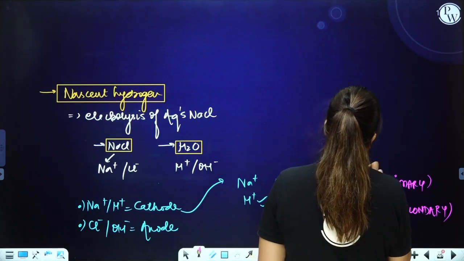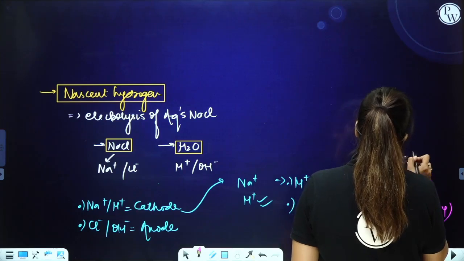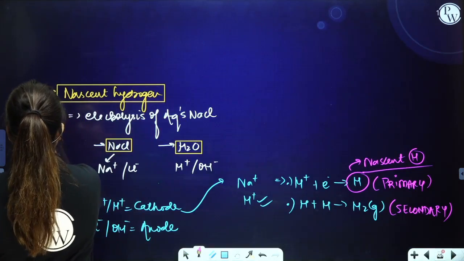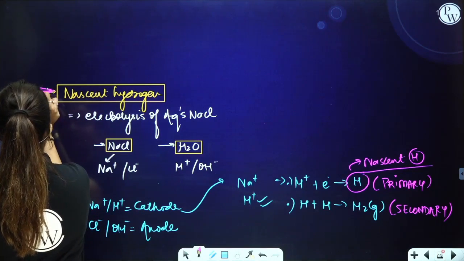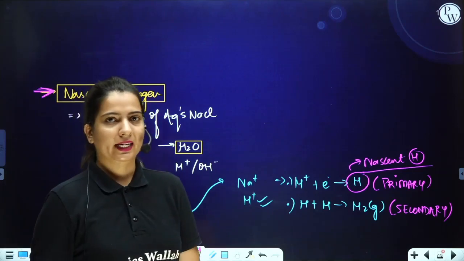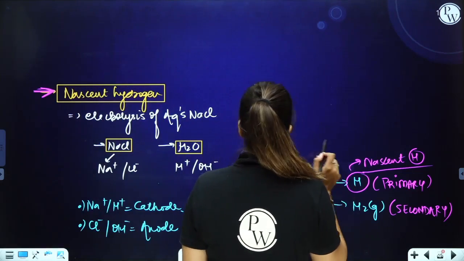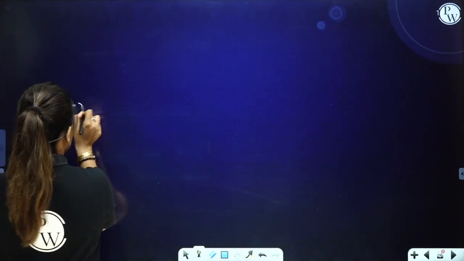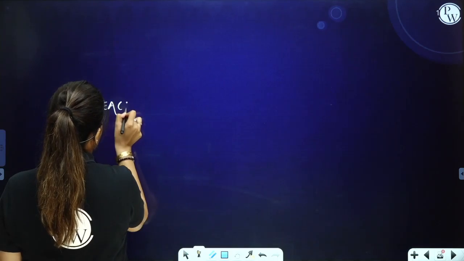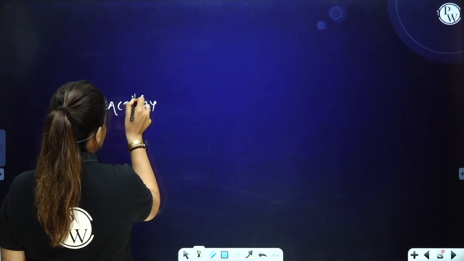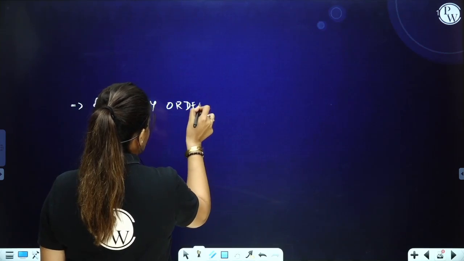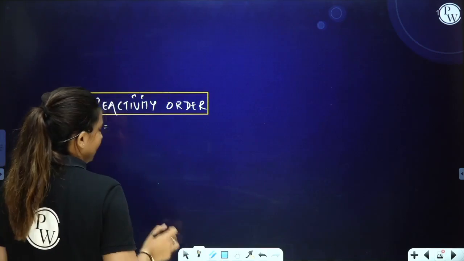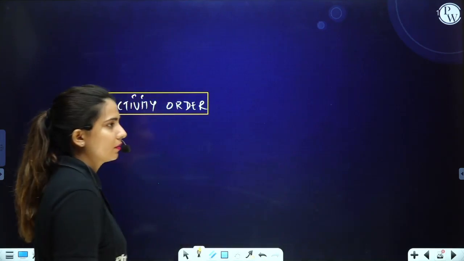And this hydrogen is considered as the nascent hydrogen. Right? Now, the most important thing you need to understand is the reactivity order. This question can be asked: what is the reactivity order of the nascent hydrogen, atomic hydrogen and the molecular hydrogen?